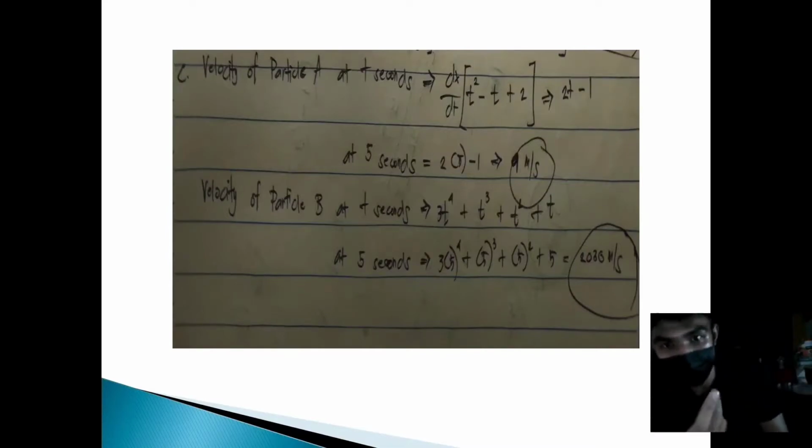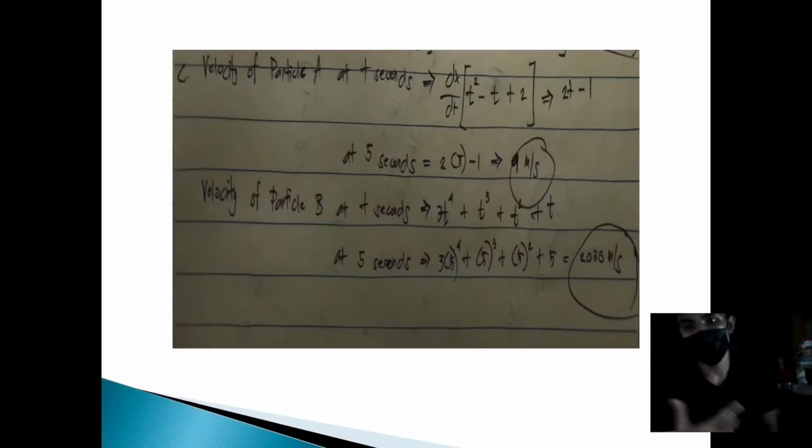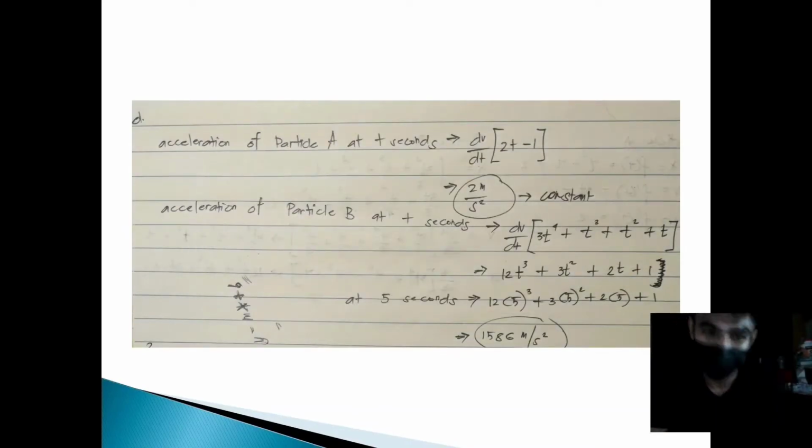So for particle B, it's already given in the problem. So we just substitute 5 seconds. So that's 3 times 5 raised to the 4th plus 5 cubed plus 5 squared plus 5. That's equal to 2030 meters per second. That's it. Simple substituting and differentiating and integrating.